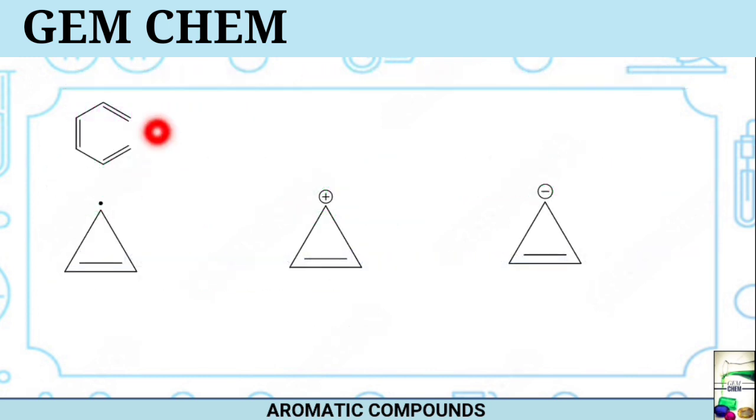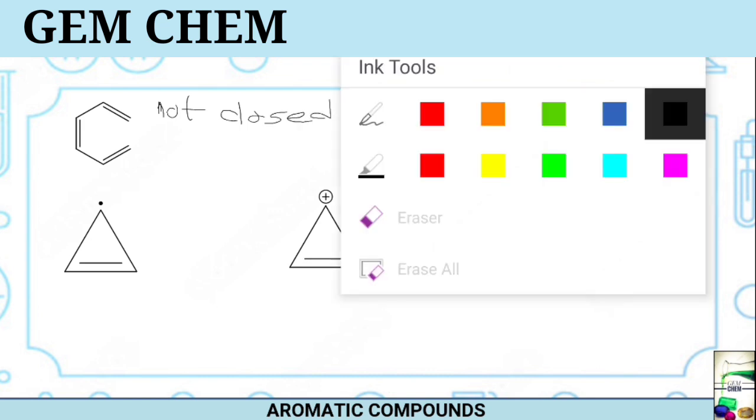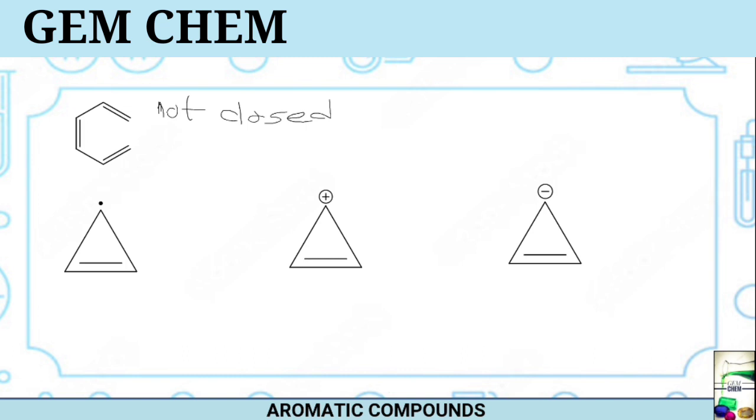First, we will deal with this one. On looking at this, can you conclude what it will be? The first point you can consider is that it is not closed. For aromatic and antiaromatic, both require closing of the ring, but in this case it is not closed. As a result, we can conclude that this is not aromatic, so it is known as non-aromatic, right?